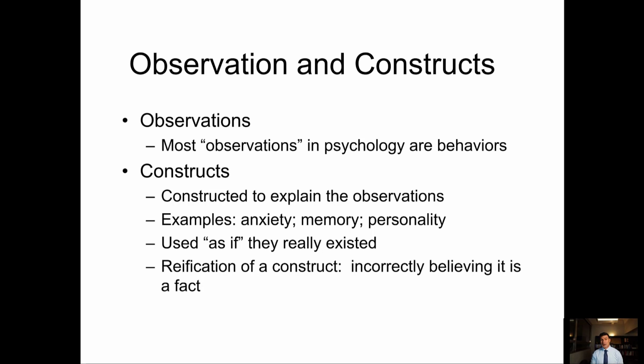Constructs, on the other hand, are prevalent in psychology. These are ideas that explain our observations. When we think of something like anxiety, we can't actually measure anxiety. We have things that we try to use to approximate anxiety. So we try to measure physiology, like heart rate and sweat response. We might ask the person about their anxiety, but none of these are actual observations of anxiety. We're measuring a construct of anxiety.